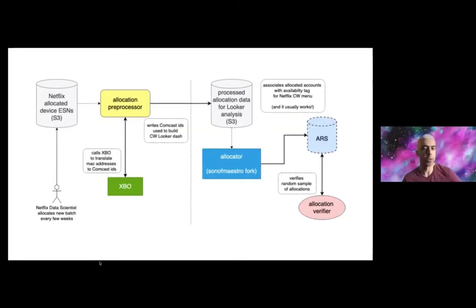This is a diagram just illustrating some of the moving parts here. I'm going to fly through this. The Netflix data scientist on the left gives us a bunch of device IDs by uploading to S3. I would grab them and run the allocation preprocessor, which is the system I'm going to talk about here, calling a service called XBO, passing it a MAC address and getting back the account data. Then I would upload that to S3 to be used by our allocation tool and also by a Looker dashboard that was built by the analytics team.